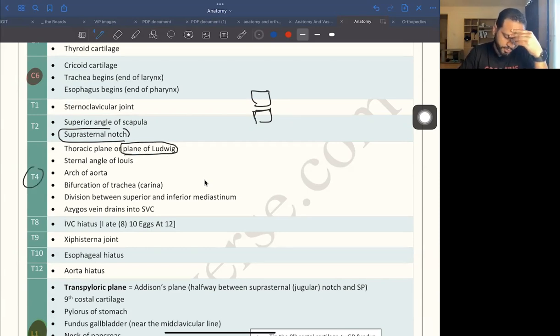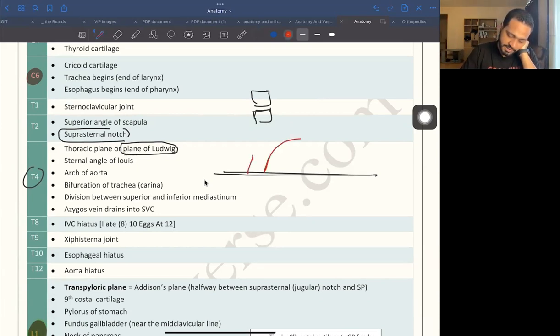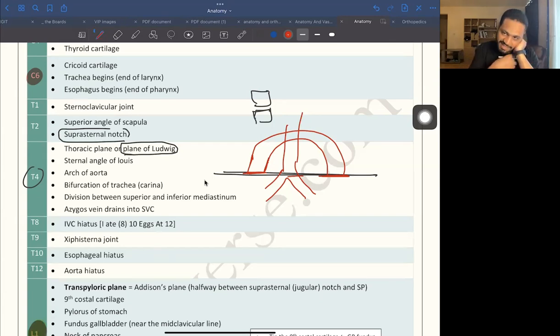T4 is actually quite important as well. So T4 is the arch. Let's say this is the T4 level. So the arch of the aorta starts and ends at T4 level. All right, so this is the aortic arch. It starts here and ends here, and this is at the T4 level. The trachea at the front will divide in this area into two main bronchi. So it's basically the bifurcation of the trachea, and the beginning and the end of the aortic arch. And this is the sternal angle from the front, which is at basically your second rib, right? This is the sternal angle.